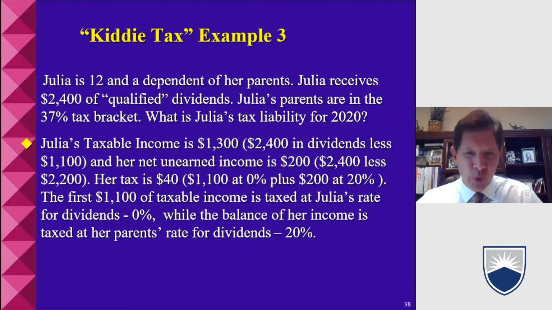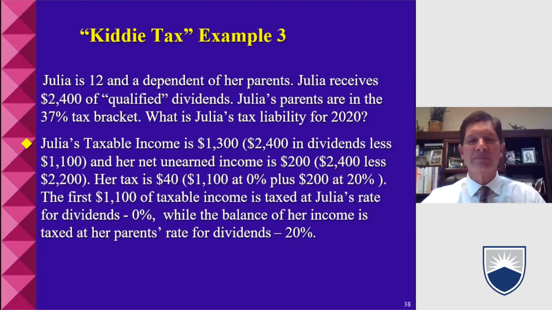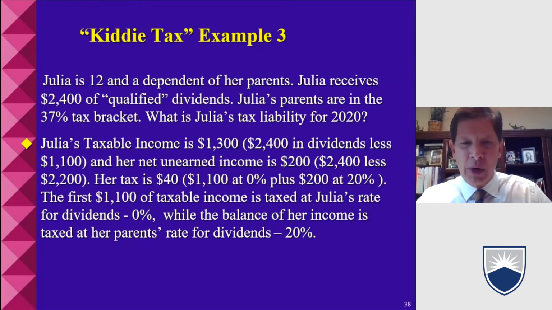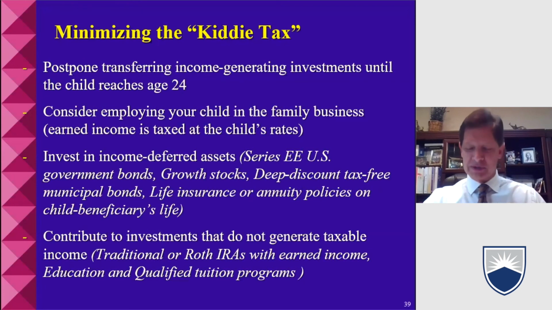$40. Julie's taxable income is $1,300, and her net unearned income is $200. Her tax is $40. She's not taxed on a dime because it's only qualifying dividend income, and she's clearly in the lowest tax bracket. The first $1,100 of taxable income is taxed at Julie's rate for dividends, 0, while the balance of her income is taxed at her parents' rate for dividends, 20%. Now, there are ways of avoiding this.